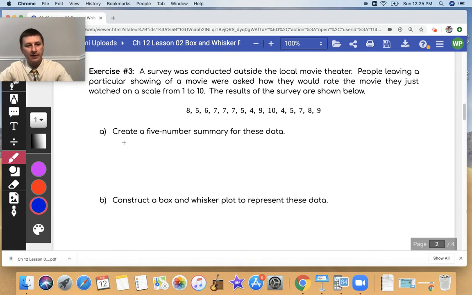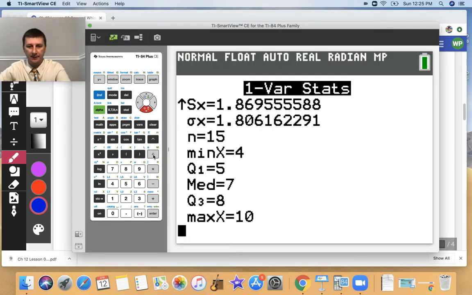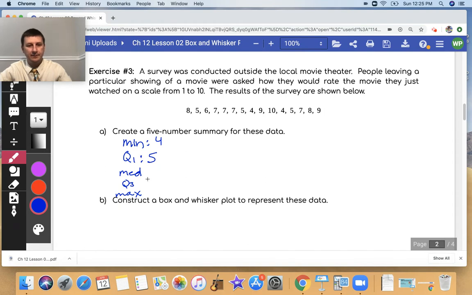So we're going to recopy those values as our minimum, our first quartile, our median, our third quartile, and our maximum. So again, our minimum was 4, our first quartile was 5. Let's go back. Our median was 7. Our third quartile was 8. And our maximum was 10.